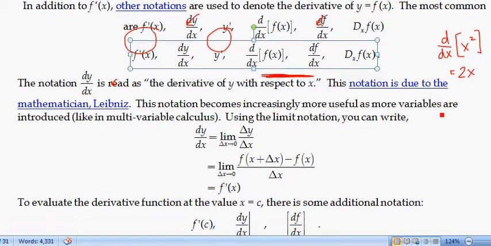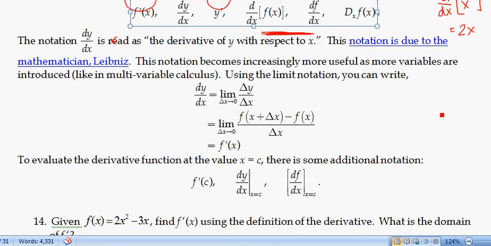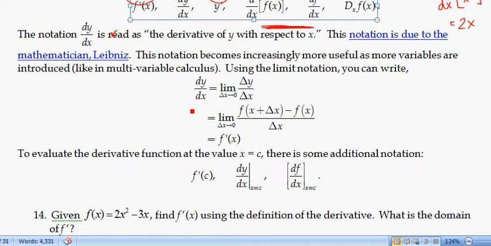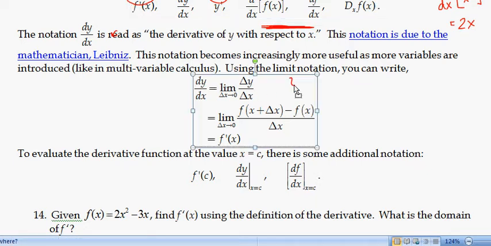A lot of what I wrote here in the notes has to do with what I just said. This notation due to Leibniz becomes more useful as you have more and more variables. And this notation really emphasizes the idea of rise over run. dy dx is really thinking about the limit as delta x goes to 0 of the change in y over the change in x. This is our classic slope, rise over run. So the notation emphasizes this connection between the two. We can see that these notations all mean the same thing.